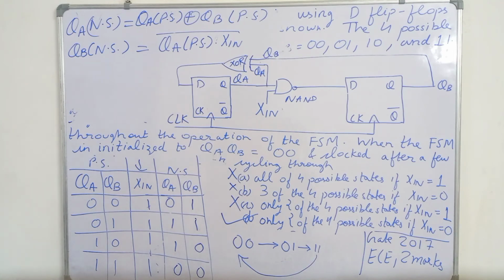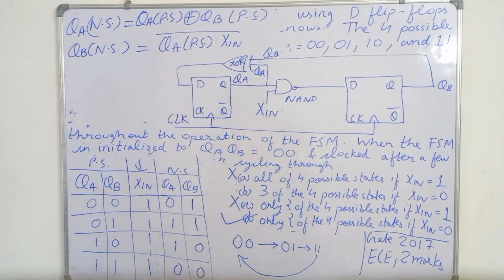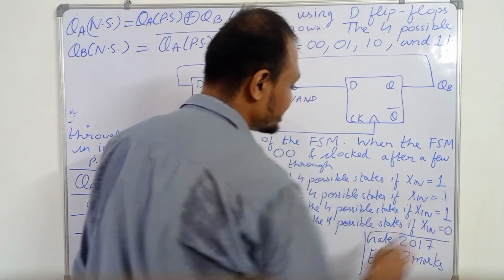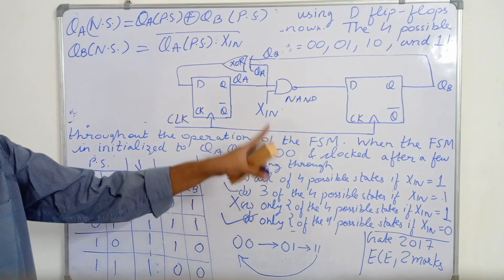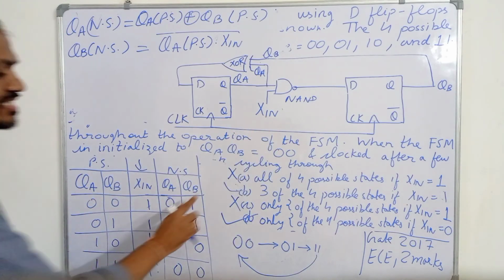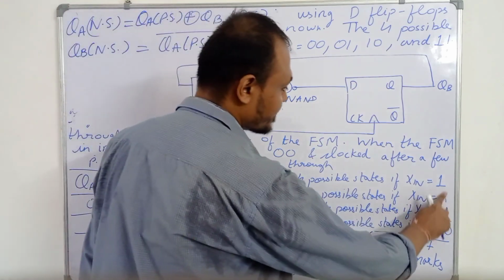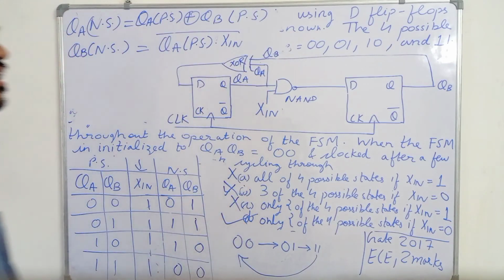If this was an MSQ question, and option B was given as three of the four possible states if x in equal to 1, then we would have had to tick this as well. But this is just an MCQ question, so only one option was correct, and it was given for x in equal to 0. I hope you have got how the options will change if the question becomes an MSQ question.